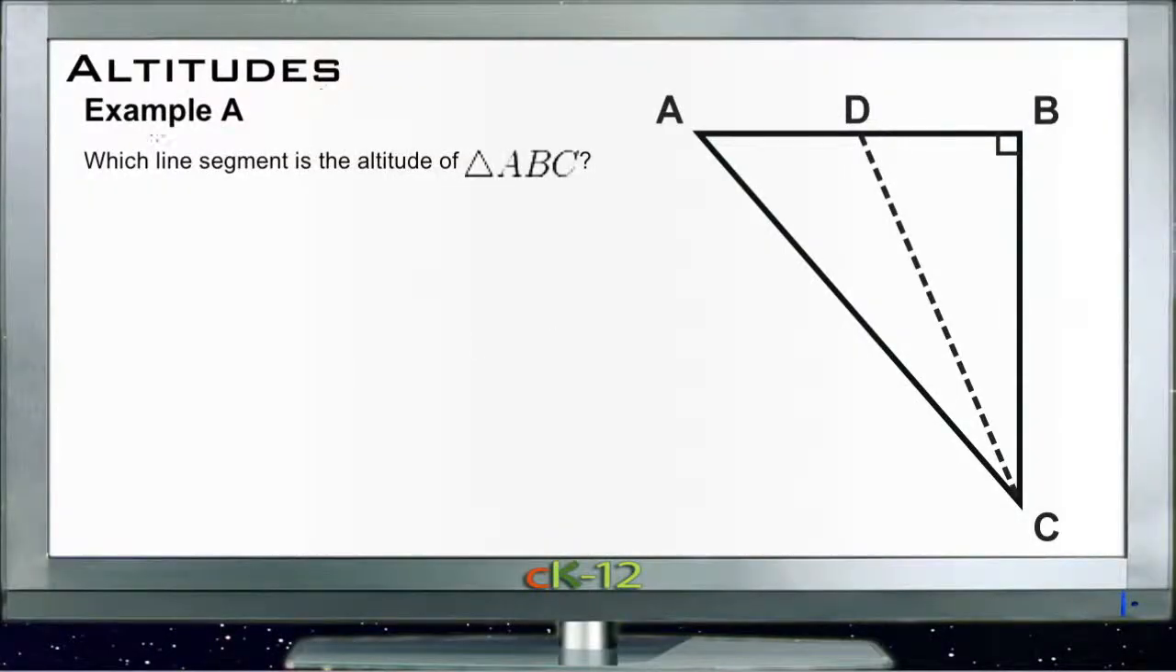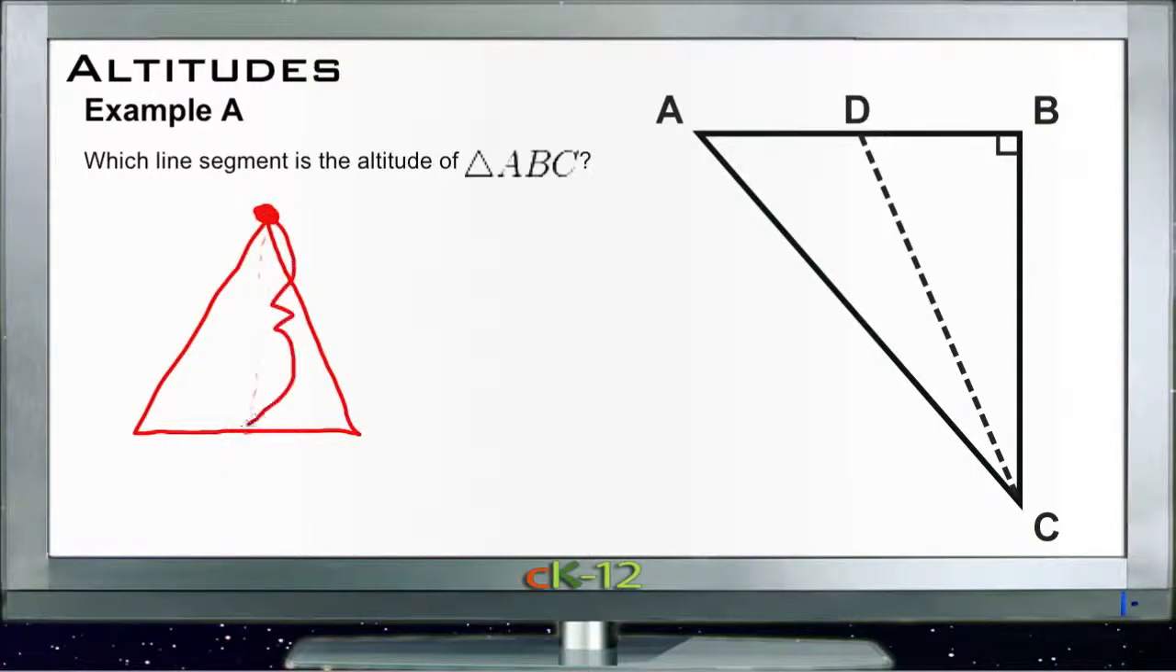Okay, here are the example questions for altitudes. Example A asks us which line segment is the altitude of triangle ABC. Recall that the altitude of a triangle is the distance from one of the vertices of the triangle to the opposite base. So if this is our vertex, then the distance between it and the base of the triangle down here would be the altitude.